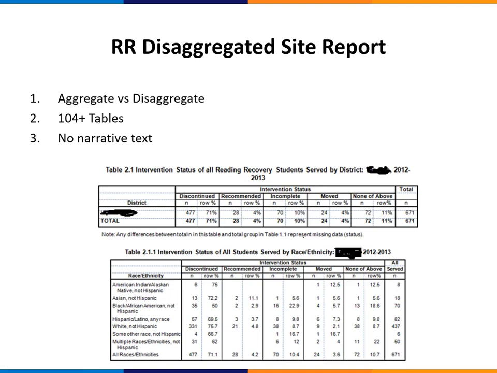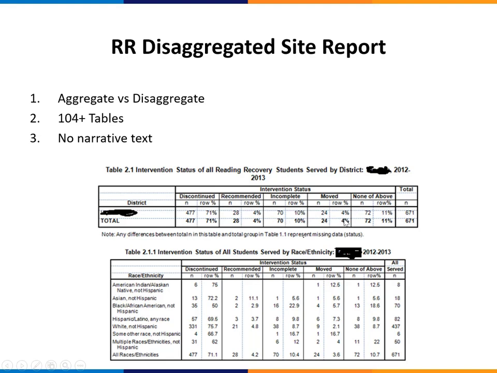All right, so next is the Reading Recovery Disaggregated Site Report. So the question is, what is the difference between aggregate and disaggregate? Your standard report that you get is what we would usually refer to as an aggregate report. So it just reports information not by individual groups, but by things as a total, as a whole. Before I get to the example, there are about 104 tables in your disaggregated report, and it has no narrative text.